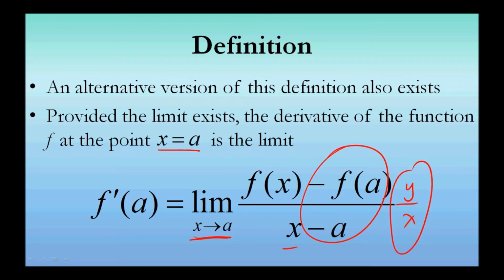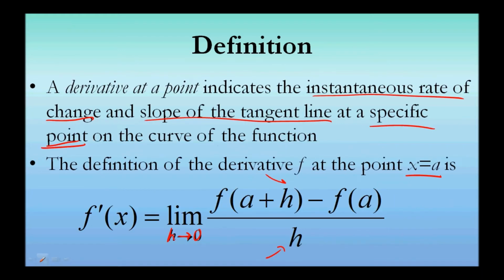But look at this, y over x. What does that tell us? That is the format for slope. And this part here allows us to become more precise and find the instantaneous slope at a certain point. It's fascinating because y over x is change in y over change in x, rise over run, we get slope. So that really solidifies the idea of how the derivative is the instantaneous rate of change and slope of the tangent line at a specific point.